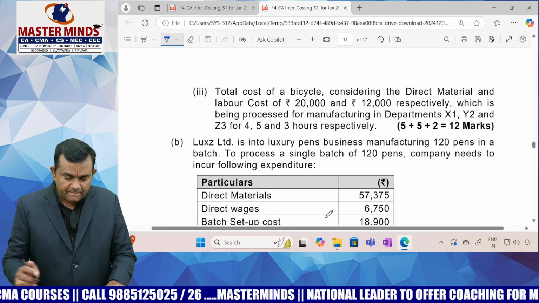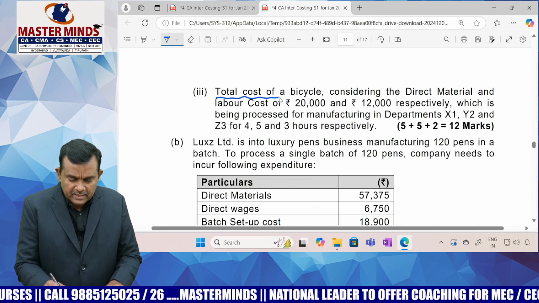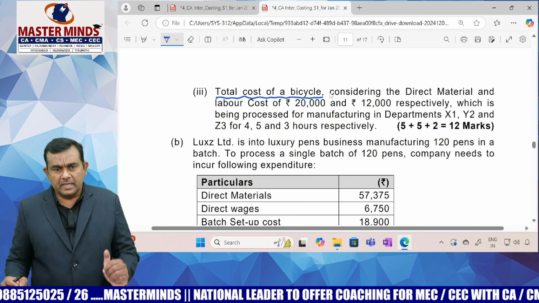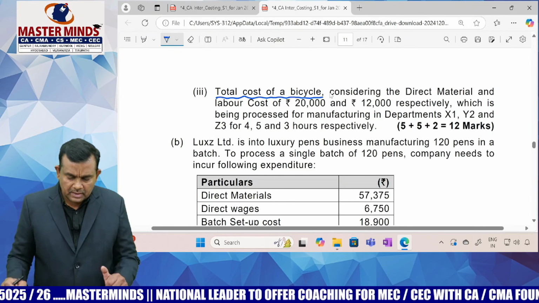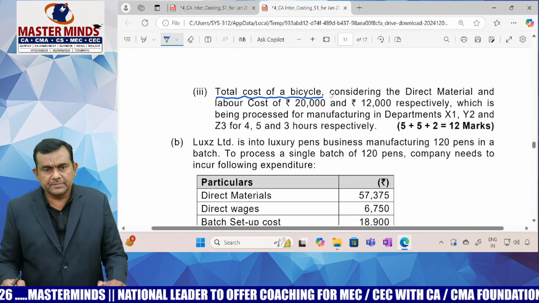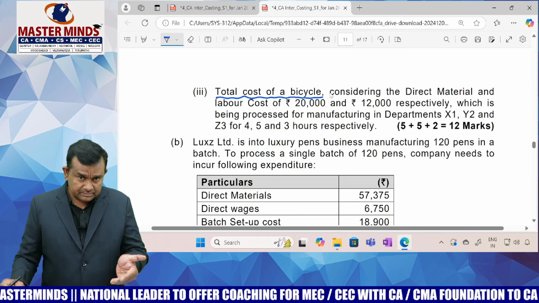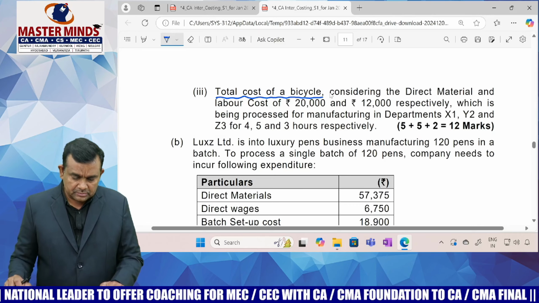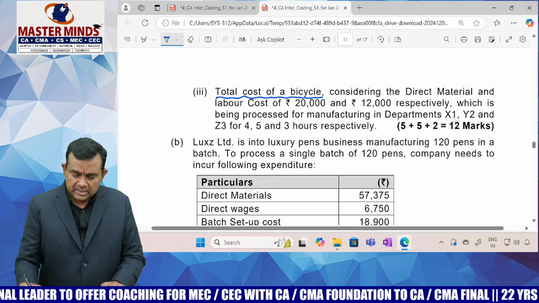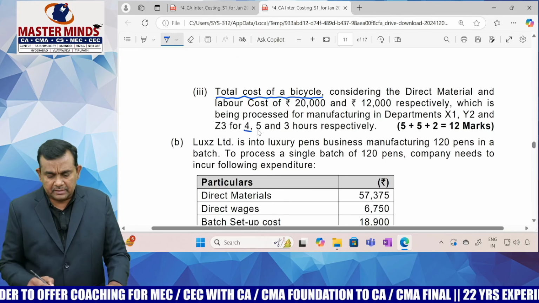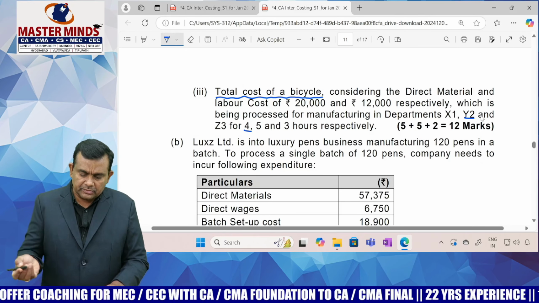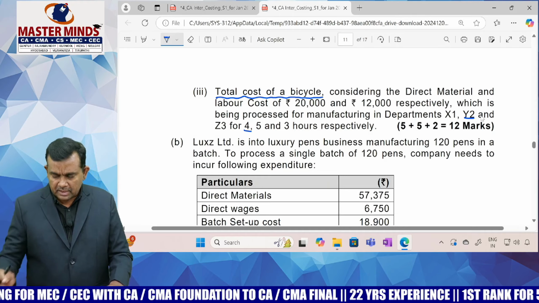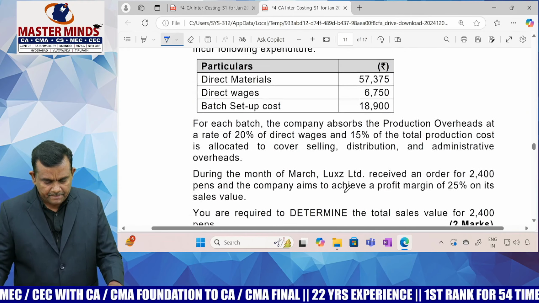So here questioner is asking calculate total cost of bicycle. So metal cost directly given, labor cost directly given, so we'll get prime cost. Next, overheads charged by using the above rates, then we'll get the total cost. Okay, in X1 department 4 hours into rate, in Y2 department 5 hours into rate, in Z3 department 3 hours into rate. So this is the overhead cost problem, sir. Next, B bit.